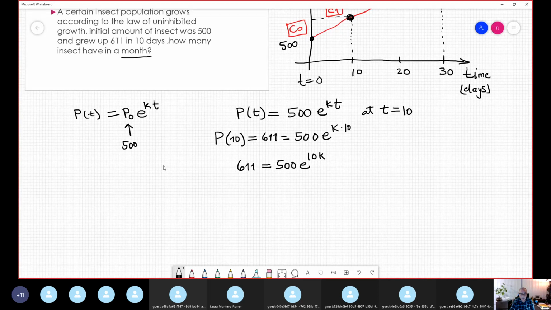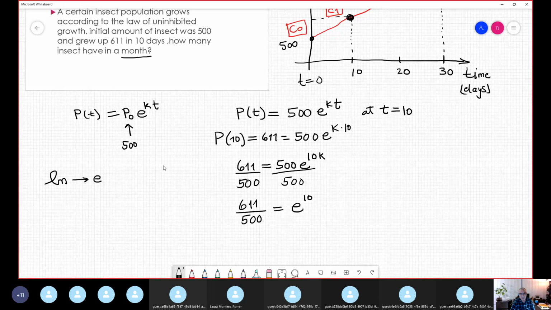Okay, but no problem. We apply a logarithm. What kind of logarithm? Well, either. However, in my opinion, it's much better to apply ln. Why ln? Because ln is natural. I know that the base is e. And so now, first of all, you divide by 500 both sides. So 611 divided by 500 is equal to e to the 10k.